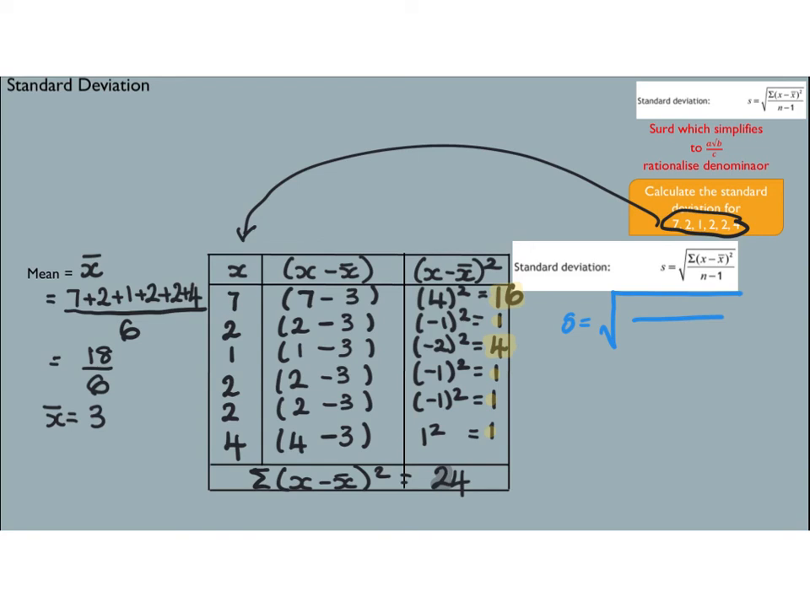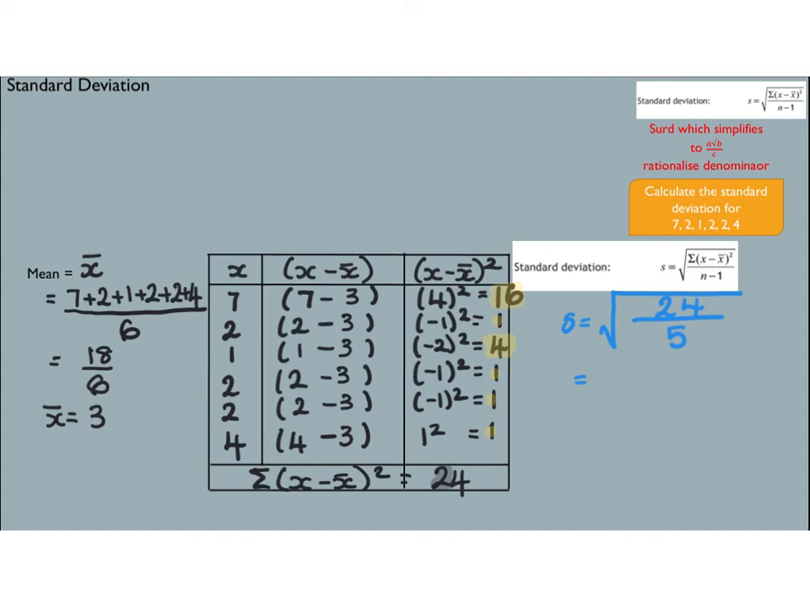So I'm starting to think about my formula. On the top of my formula is the sum, which we worked out over here to be 24. And the number that goes on the bottom, there were 6 numbers in total. There's 6 numbers in the list. 6 take away 1 makes 5. So next I'm going to think about 24 divided by 5.